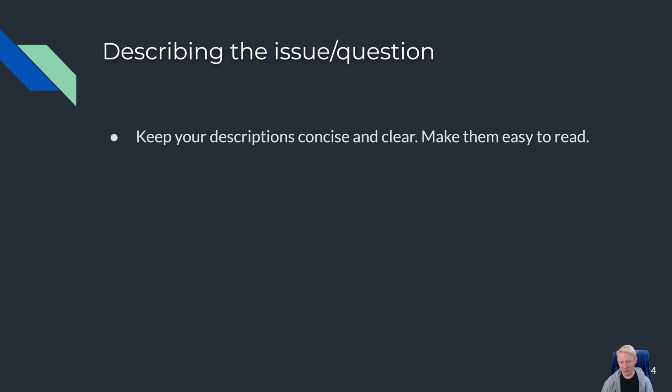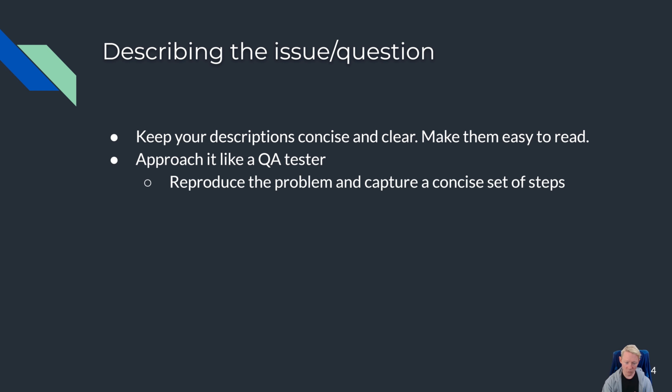Now, when you're describing the issue, keep the descriptions concise and clear. Make them easier to read. Dot points are obviously a great option for this. Just keep everything clear, clean, neat, and focus on here is the context, here is what's happening, here is what I'm wanting to have happening. And that's a big part of approaching it like a QA tester, because that's really what you're in many ways doing here. So make sure you're giving an actionable description. Reproduce the problem and get a concise set of steps.